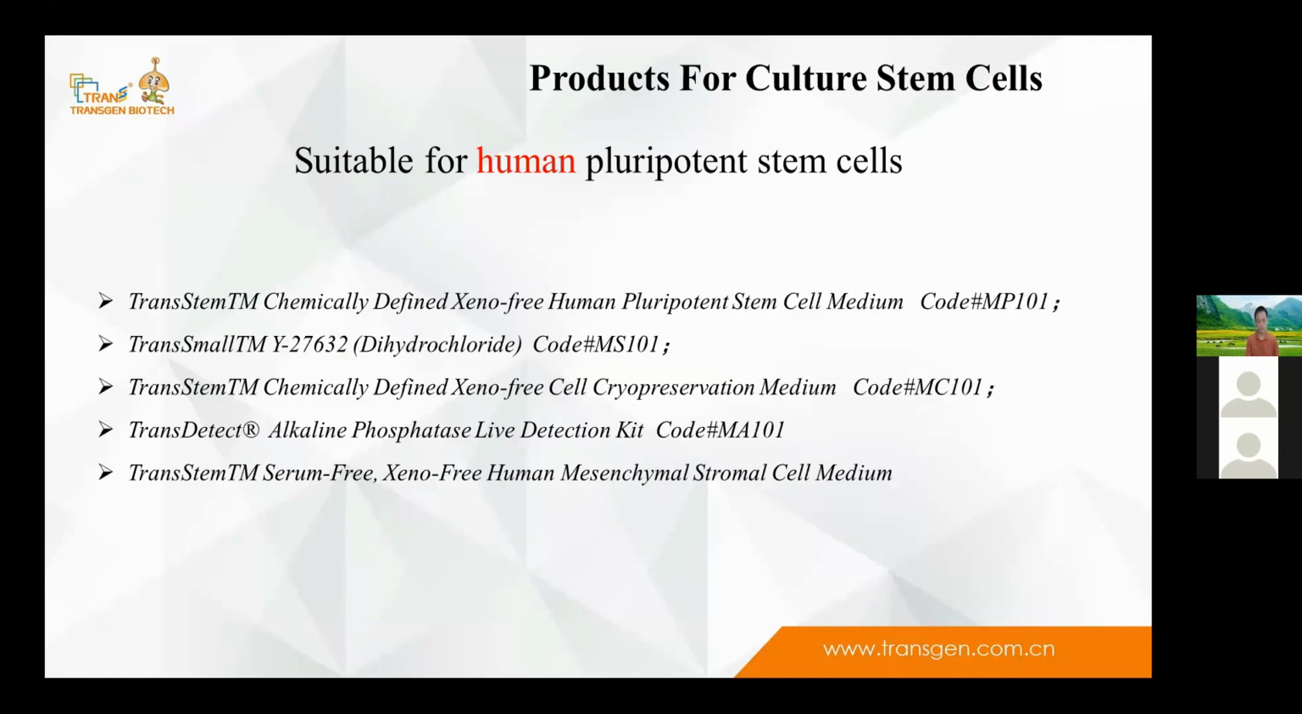Here we provide a lot of products for stem cell cultures. First of all is the pluripotent stem cell medium, and the other one is the human mesenchymal stem cell medium. So we can provide two different stem cell media.